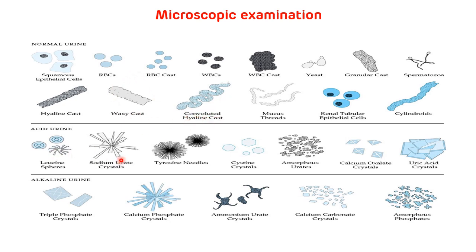These are the various crystals that you can see in case of various renal stones, that is sodium urate crystals, tyrosine needles, calcium oxalate crystals, uric acid crystals, and these are the various crystals that you can observe in alkaline urine, that is triple phosphate crystals, calcium phosphate crystals, calcium carbonate crystals, and amorphous phosphates. So this is the picture showing the various abnormal cells, casts and crystals seen in microscopic examination of urine.